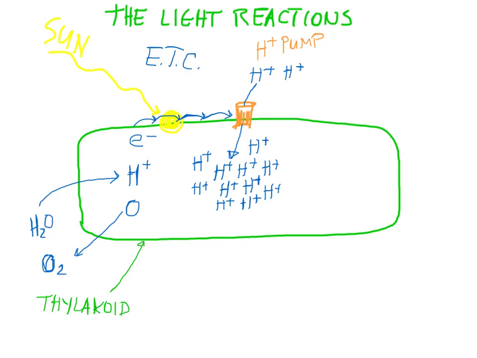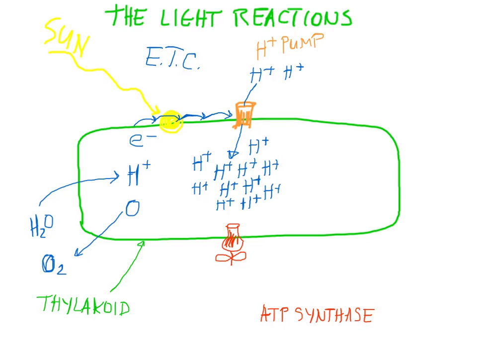Next, I want to introduce another surface protein embedded in the thylakoid membrane. It kind of reminds me of one of those revolving doors at the bank. I think there's some kind of little propeller-like device on the end. This protein is called NADPH synthase. I also call it the ATP machine.